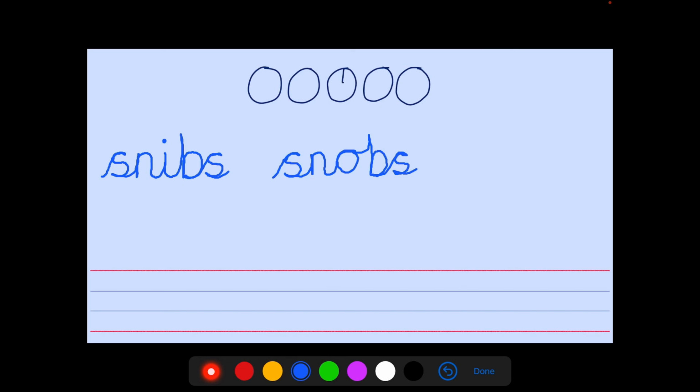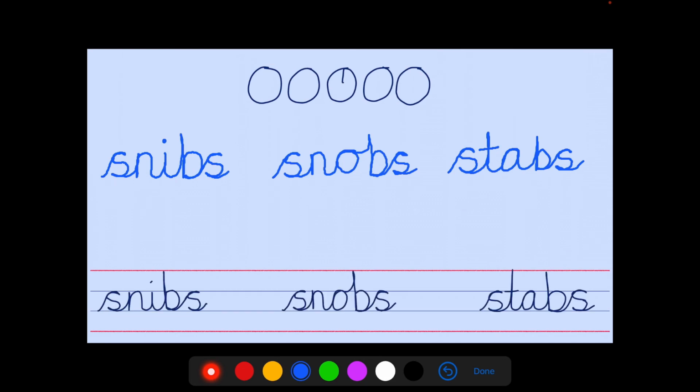And stabs. St is S. T. A is A, B is B, S is S. Stabs. A bit like when you stab your finger into cling film. Snibs, snobs, stabs. All those words had suffix S added.